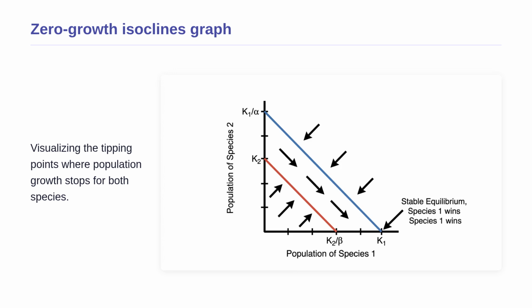The arrows represent the trajectory of population changes over time. Because the isocline for species 1 is entirely above species 2, the arrows ultimately point to the bottom right corner. This visually teaches us that species 1 will always outcompete species 2, leading to a stable equilibrium where species 1 wins and species 2 faces extinction.